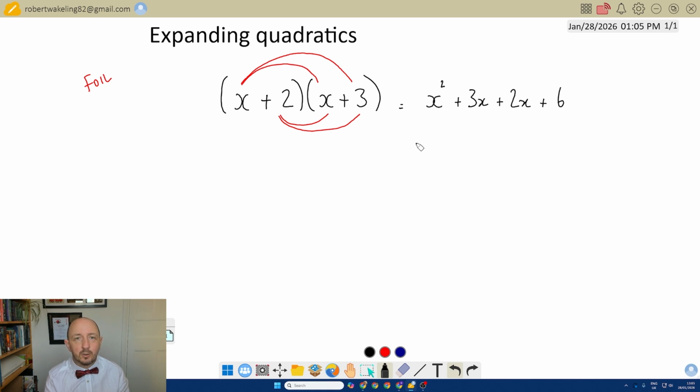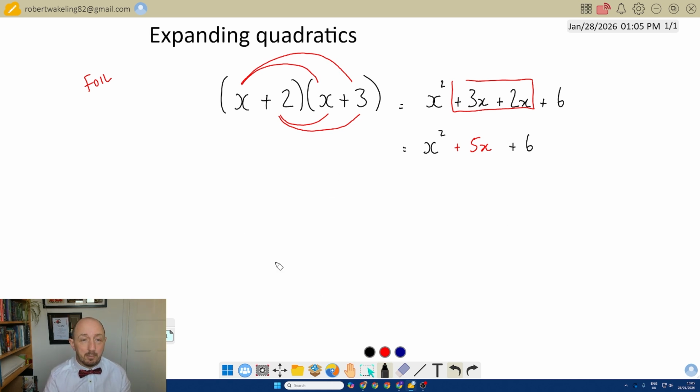And if you do it in that order by the first, the outside, the inside, and the last, then we always look at these middle 2 and they will simplify. So the x squared and the plus 6 stay the same. And then we just look at these 2 and add them together. So 3x plus 2x is 5x, positive 5x, like that.